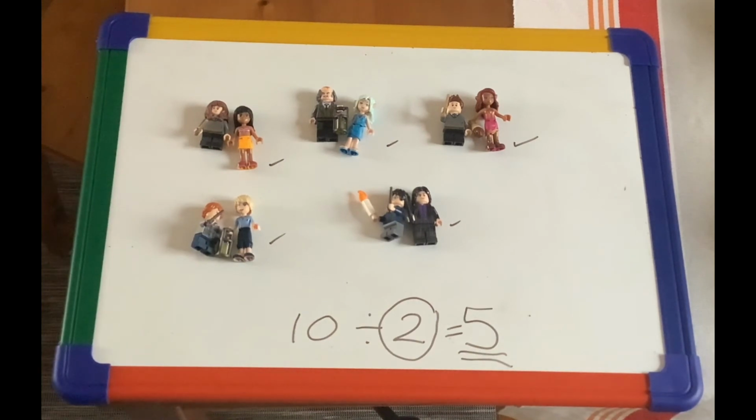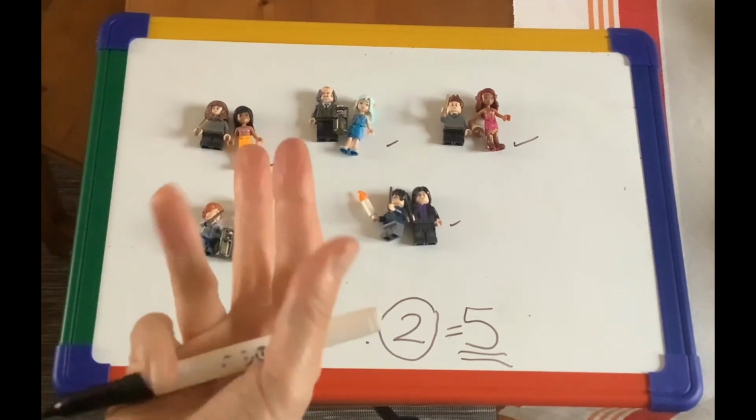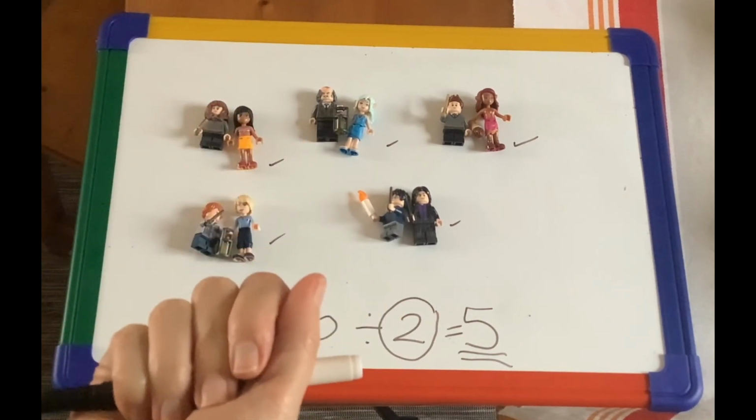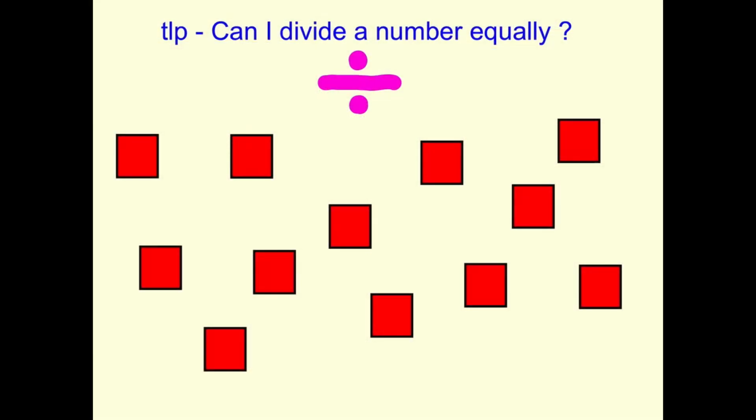It's just another way of working it out. And if you were counting in multiples on your fingers, 2, 4, 6, 8, 10, to get your 5 fingers, that would help you work that one out. So we're going to be using grouping to divide numbers.